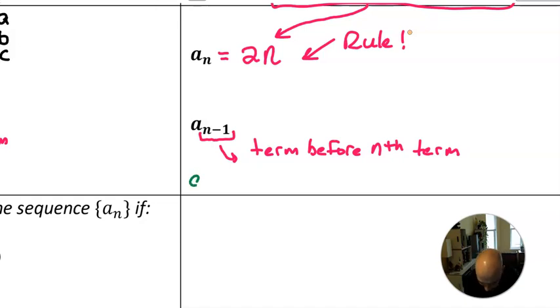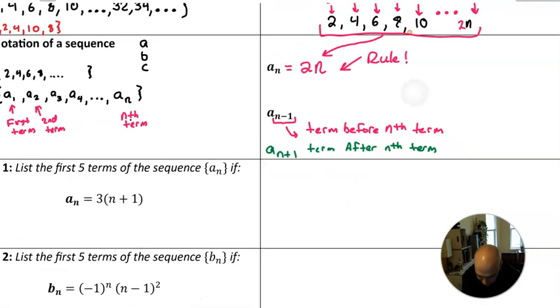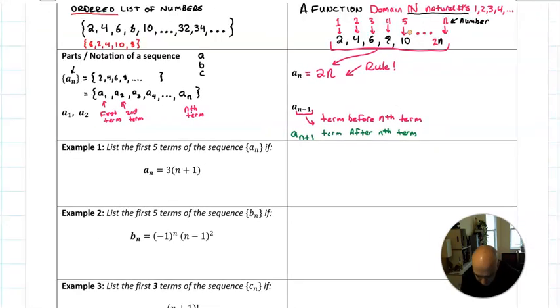And I didn't write it here, but you could also have something like a sub n plus 1, which is the term after the nth term. So this is a way for us to talk about a certain term and the term before or after without knowing exactly what those terms are and just being more general about it. Well, I'm tired of being general. Let's do some specific examples about sequences and how you might see them and how they're notated.